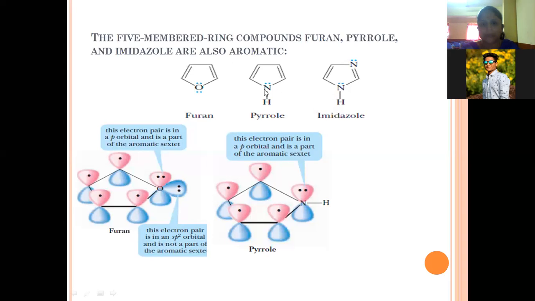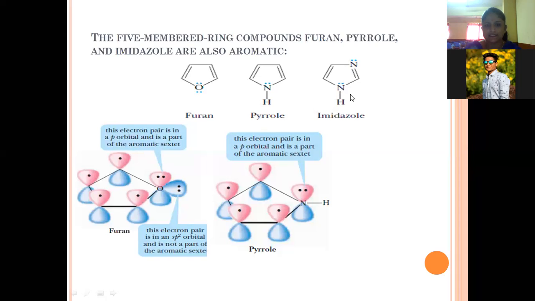Structure of pyrrole possesses a 5-membered ring and nitrogen as a heteroatom. Now in this case, this electron pair is a part of the p orbital and is also a part of the aromatic system. This structure we have already discussed. Now we are interested in this.